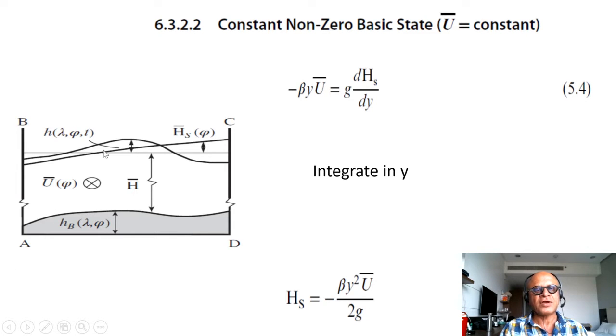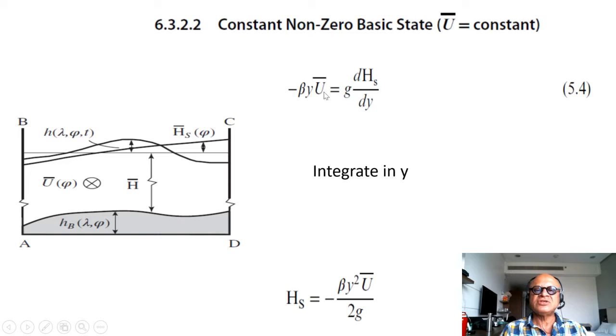We have this is the mean height, and then you have a sloping deviation from the mean height if you want meridionally, a sloping pressure gradient balancing the zonal geostrophic wind or current. And then there is either a rigid lid or there is a free surface given by this small h varying in lambda, phi, and t.